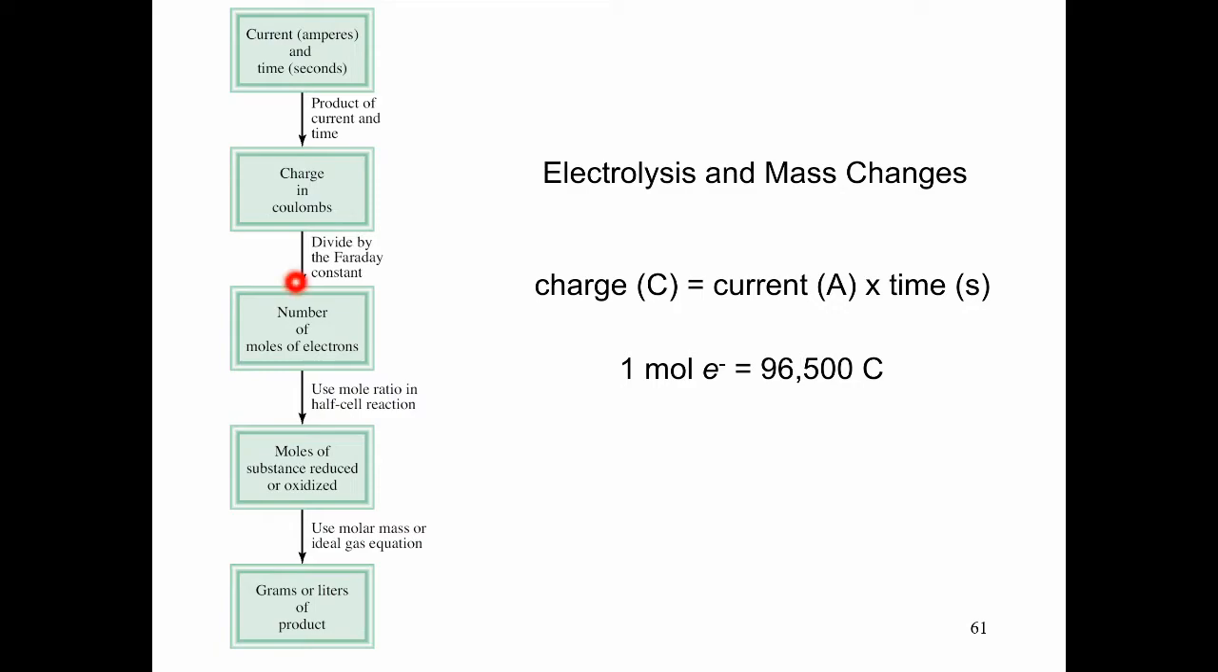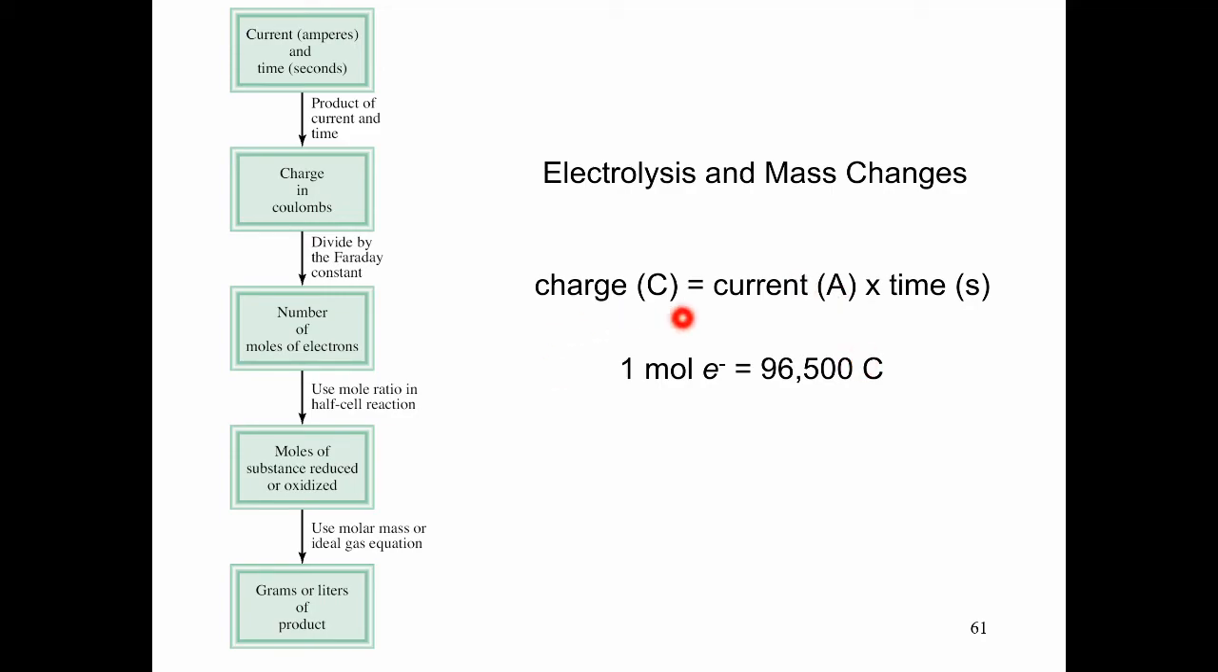For example, the charge in coulombs is equal to current times time. Just multiply current and time, and that's your charge. And a mole of electrons has a charge of 96,500 coulombs. Basically, this is Faraday's constant.